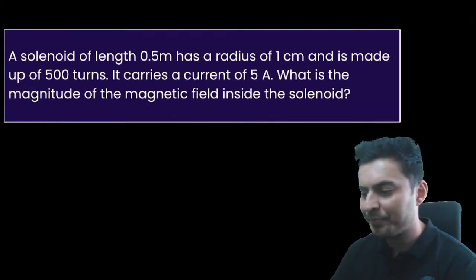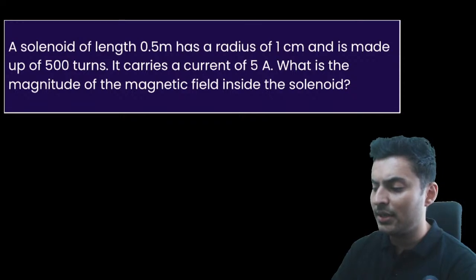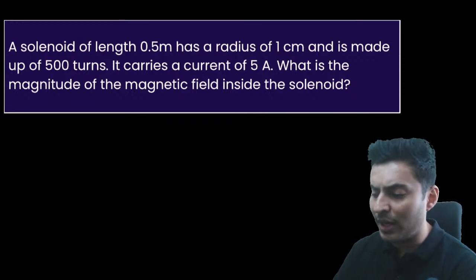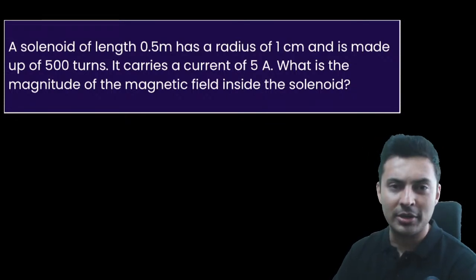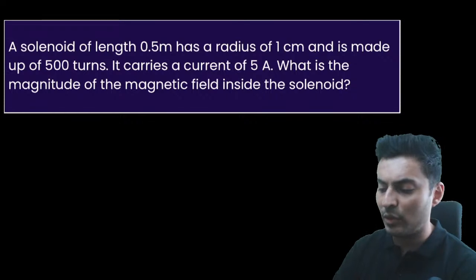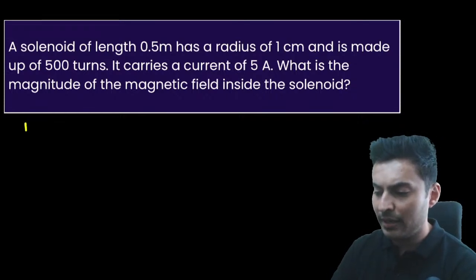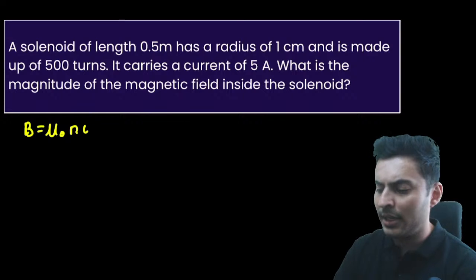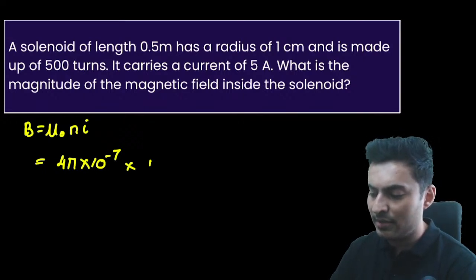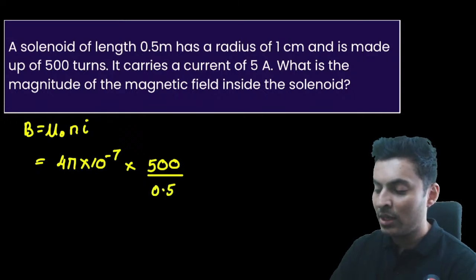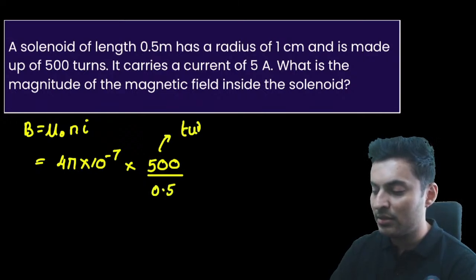So please remember it. There is a solenoid of certain length, has a radius of 1 centimeter and is made up of 500 turns. If it carries 5 amperes, what is the magnitude of the field inside the solenoid? Direct application of the formula based question. So magnetic field is nothing but mu naught n I. Mu naught we know is 4 pi into 10 to the power minus 7. Number of turns, do I know it? Yes, it is 500 turns, but per unit length, so divided by 0.5.